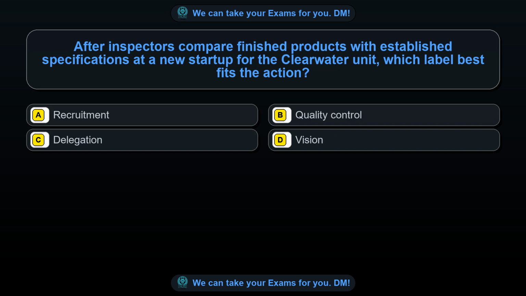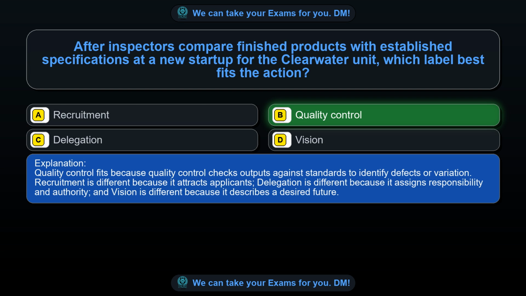Question 77. After inspectors compare finished products with established specifications at a new startup for the Clearwater unit, which label best fits the action? Option A, recruitment. Option B, quality control. Option C, delegation. Option D, vision. The correct answer is option B, quality control.